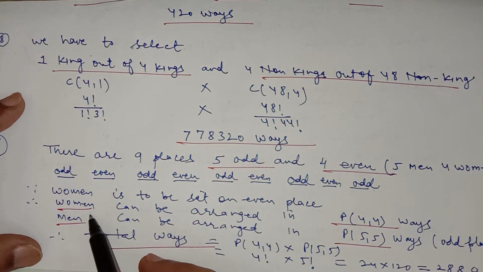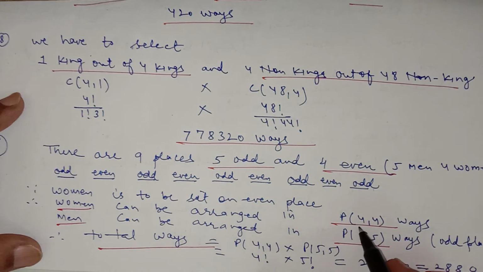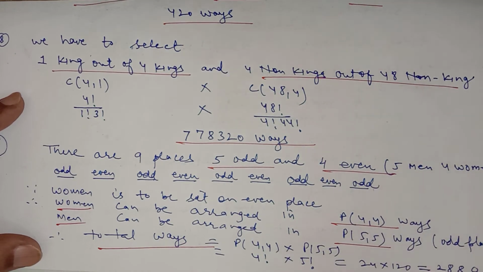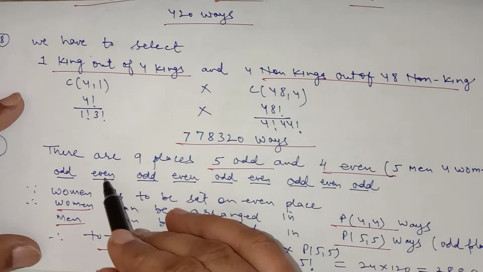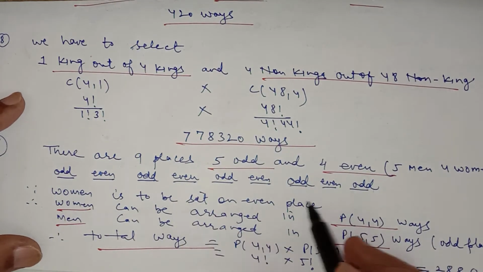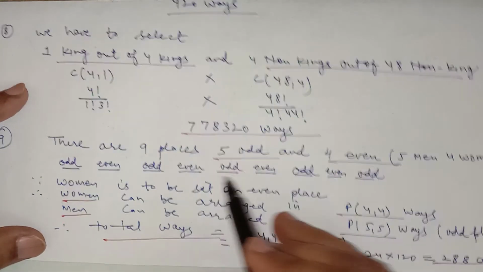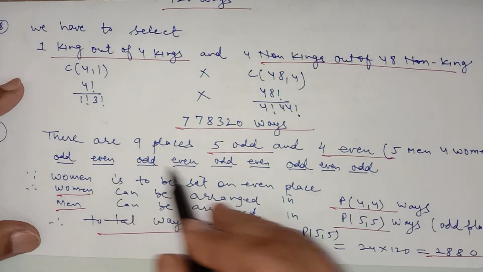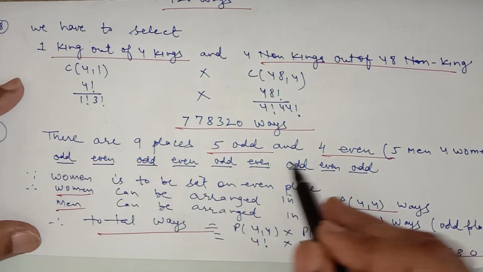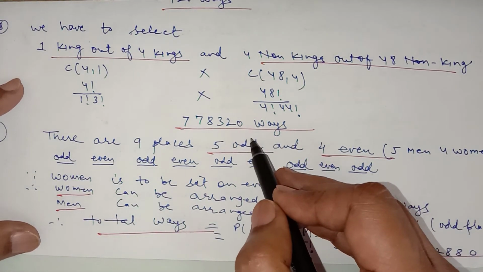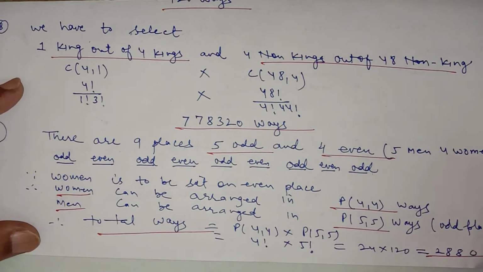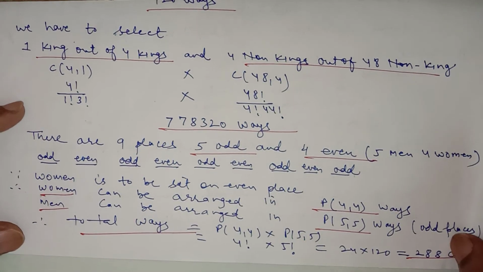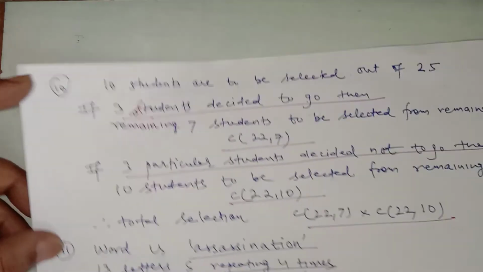So women have to be arranged in the even places in permutation of 4, 4. Arrangement is there, so it is a permutation of 4, 4. 4 places are there and 4 women have to be arranged. On the remaining places, men can be arranged. The remaining places are 5, and 5 men have to be arranged in permutation of 5, 5. The total number of ways is permutation of 4, 4 into permutation of 5, 5.